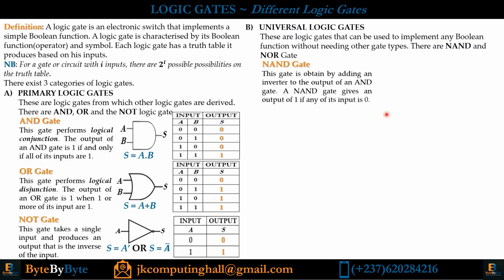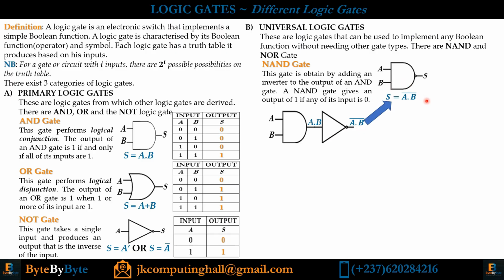NAND gate. This gate is obtained by adding an inverter, which is the NOT gate, to the output of an AND gate. A NAND gate gives an output of 1 if any of its inputs is 0. So now let me give you the design, that is the architecture of how the NAND gate is derived. I have my AND gate, as you can see, its output is passed through the NOT gate. And we know that for an AND gate, as you have here, the output is A dot B. If I take this A dot B now and pass it to the NOT gate, my output is going to be (A dot B) bar. So this is how a NAND gate is formed.